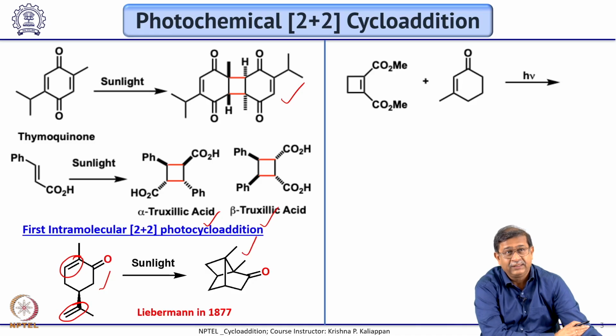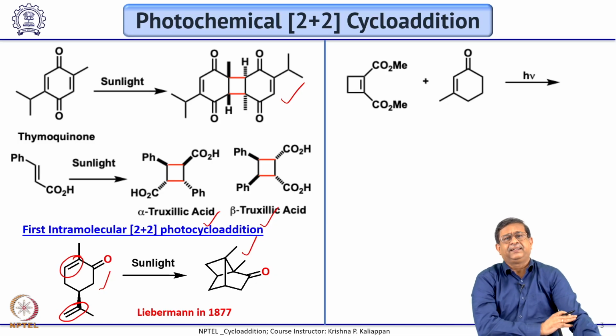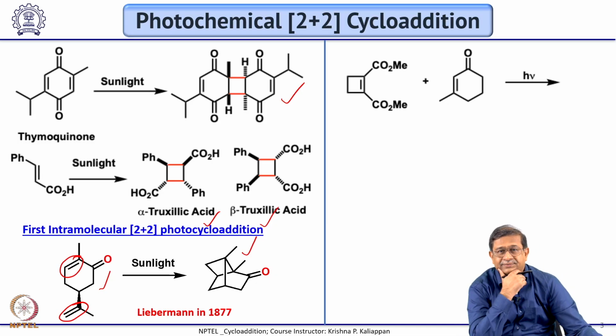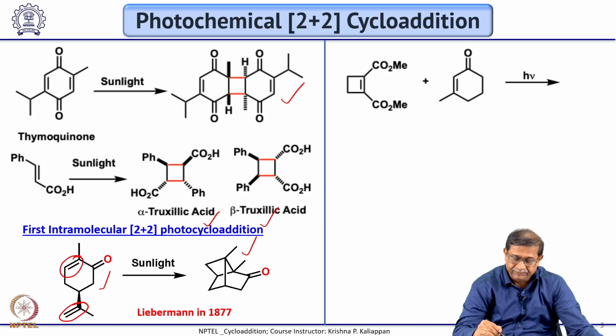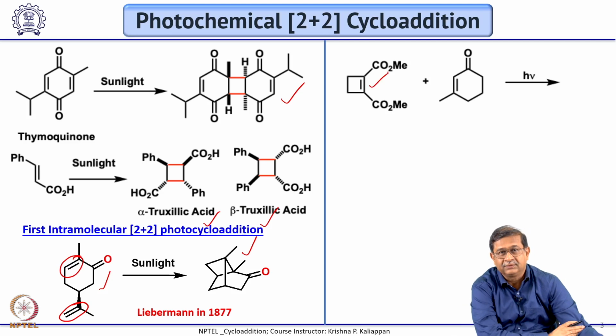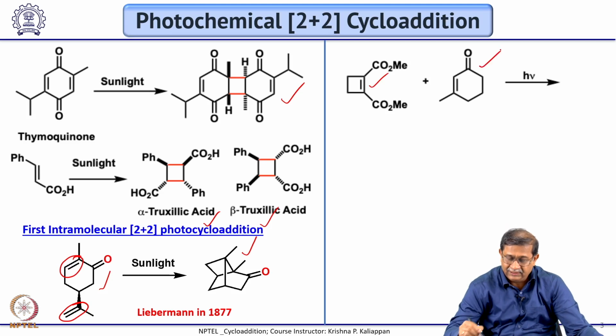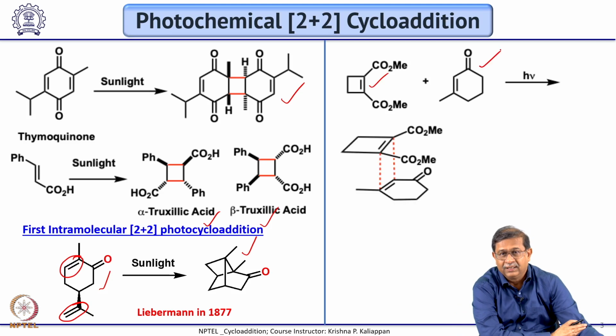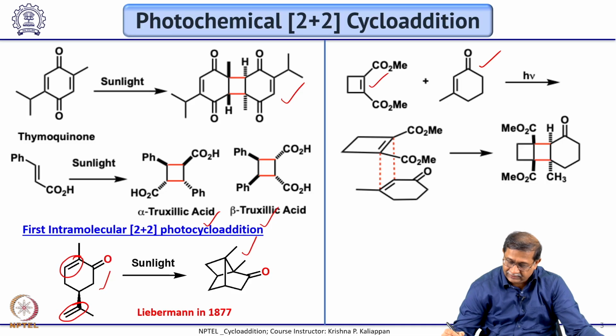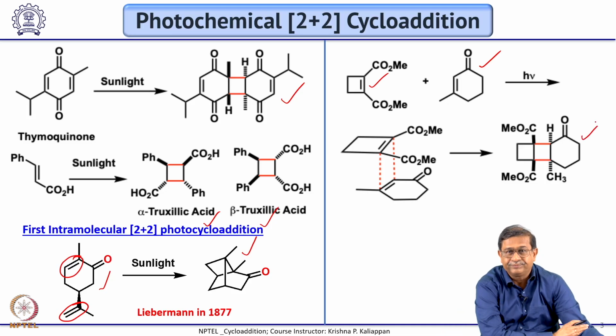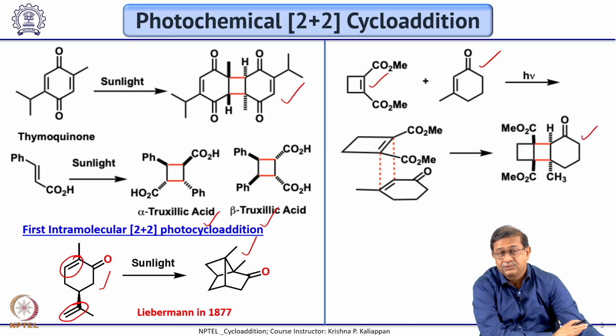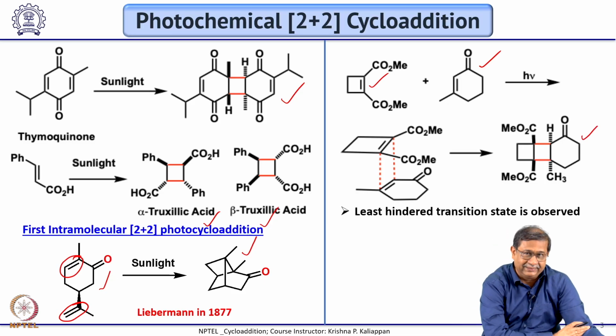Subsequently, this photochemical 2+2 cycloaddition attracted synthetic chemists, and they did a lot of such 2+2 cycloadditions. For example, if you take this cyclobutene dicarboxylate and treat it with 3-methyl cyclohexenone, it goes through the least sterically hindered transition state, and that gives this tricyclic compound. This way, these 2+2 cycloaddition reactions are stereospecific in nature.